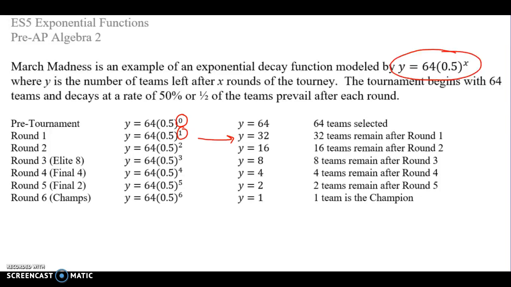Sweet 16. The Sweet 16. And then we have the Elite 8, Final 4, Finals, the Championship game, and then the winner.